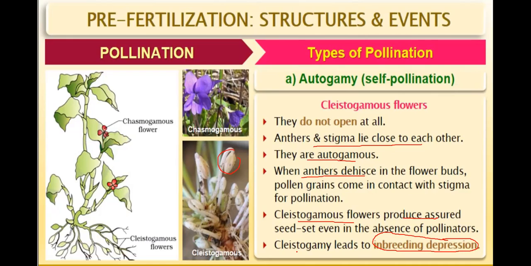Sometimes a question will be there: cleistogamy or chasmogamy leads to inbreeding depression? In cleistogamy, there is always inbreeding. Outbreeding is not possible, so cleistogamy leads to what? Inbreeding depression. What is inbreeding depression? Decrease in the quality because of continuous inbreeding, self-pollination, that is called inbreeding depression.